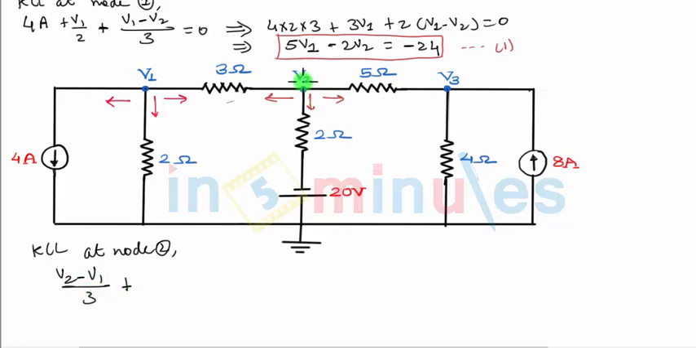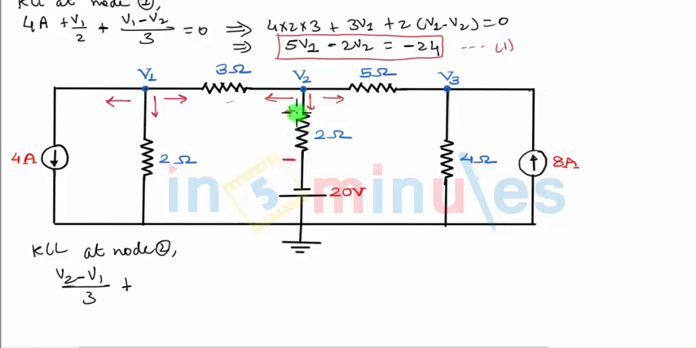Plus, now the second current will be through this 2 ohm resistance. If this voltage source was not there, we would have written it as V2 by 2. But because there's a voltage source here, we have to be a little careful. Because the current is flowing in the downward direction, let us first mark the voltage polarities across the 2 ohm resistance. Current is flowing in the downward direction, so the voltage drop will be shown with this polarity, plus on the top and minus on the bottom.